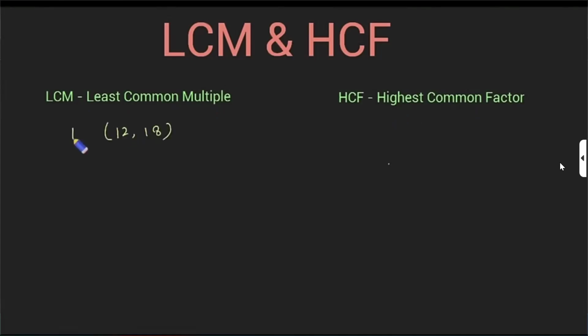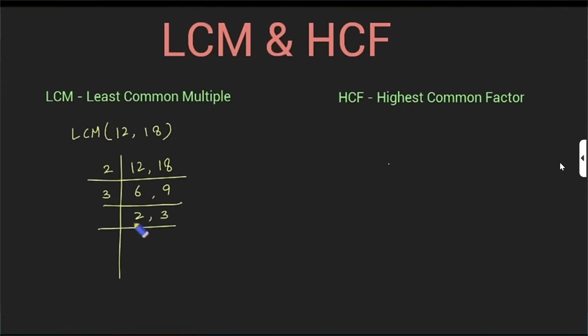So taking an example of 12 and 18, let us calculate the LCM of these two numbers. We write these two numbers and draw these two lines. Now we first take the common factors of the two numbers. 2 is a common factor of the two numbers. It divides 12 as 6 times and 18 as 9 times. Then 3 is the common factor of 6 and 9. It divides 6 as 2 times and 9 as 3 times.